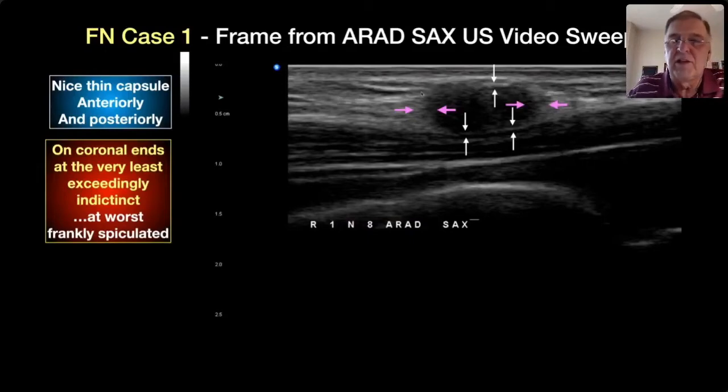The path of low resistance for invasion is between the tissue planes. Where is between the tissue planes? In the coronal plane. Where's the coronal plane? On the sides of the lesion. So many of these false negatives actually were quite scary looking on the sides of the lesion, but falsely reassuring on the front and back. So the front and back don't have the answer. The answer is on the ends of the lesion.